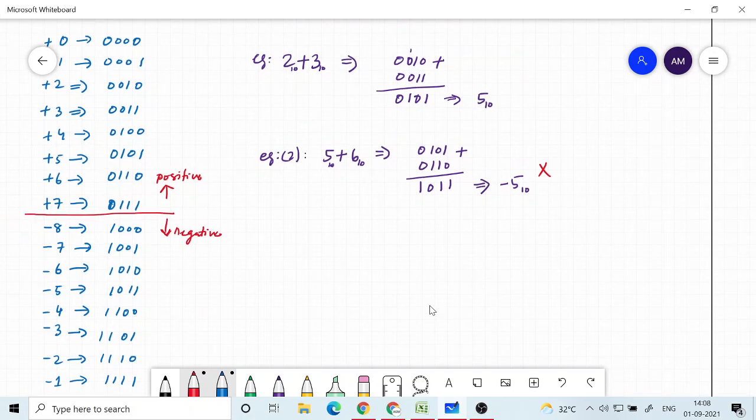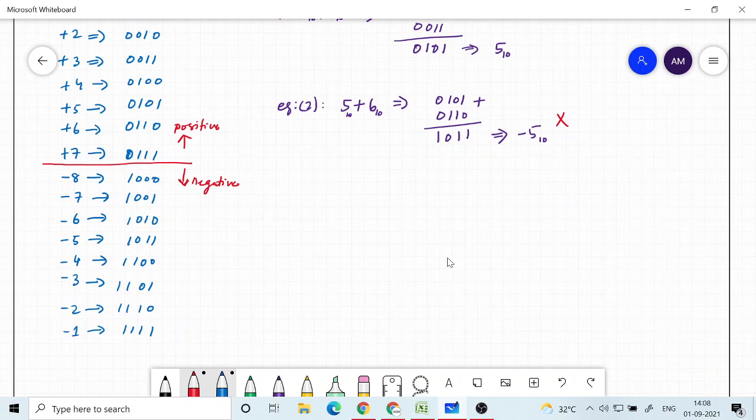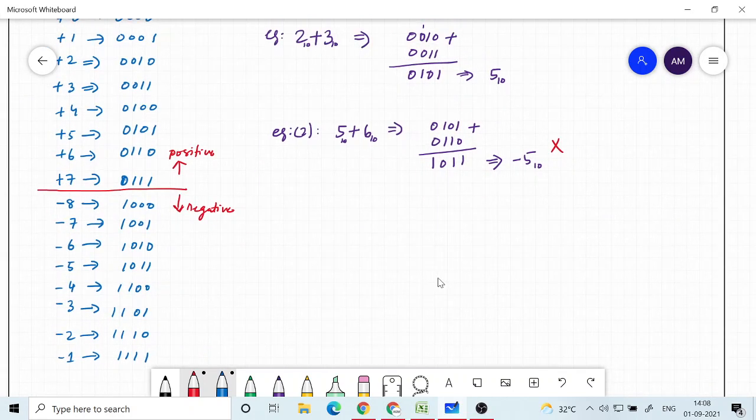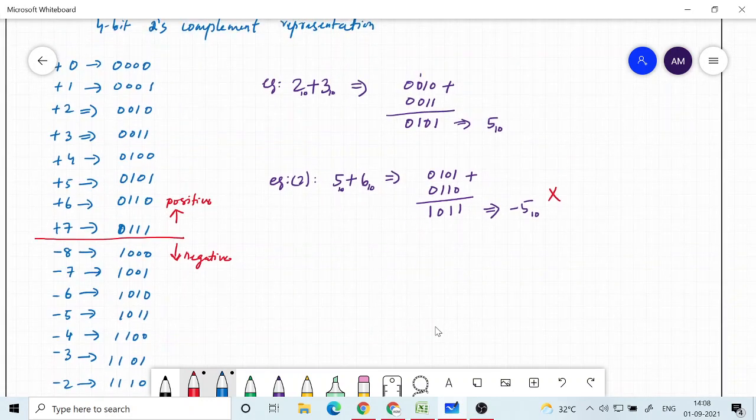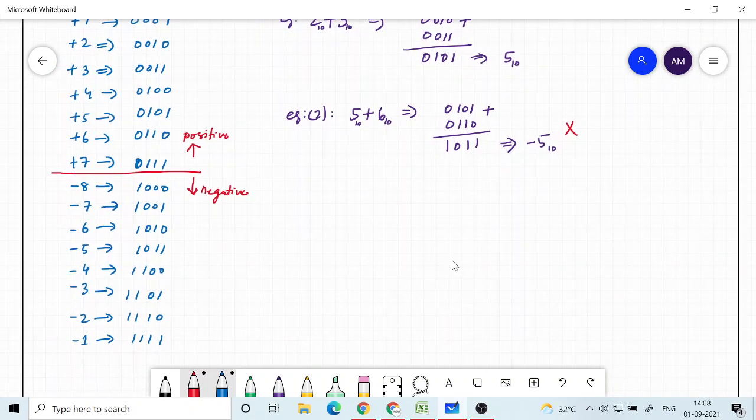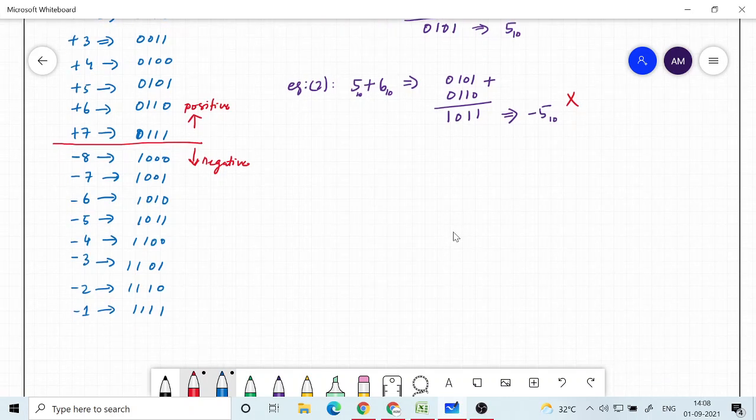Now, is this the only way overflow can happen? Adding two positive numbers can result in overflow, provided the sum is greater than 7. Is there any other way overflow can happen? Yes, it can happen with negative numbers also, provided the resulting negative number has a magnitude larger than 8. So let's look at another example, Example 3.